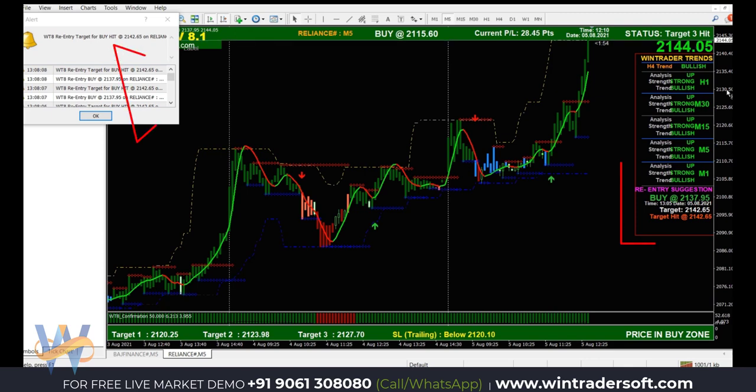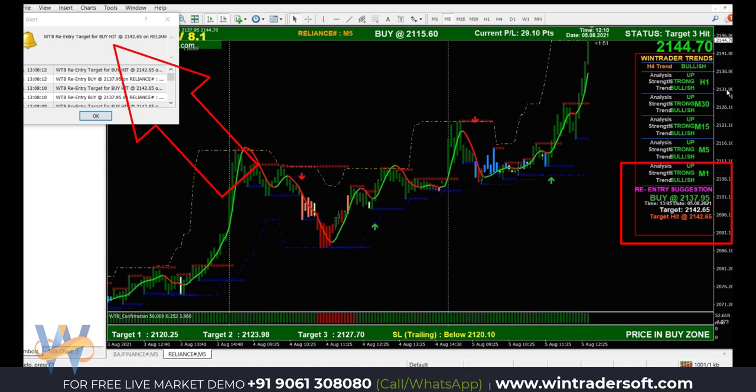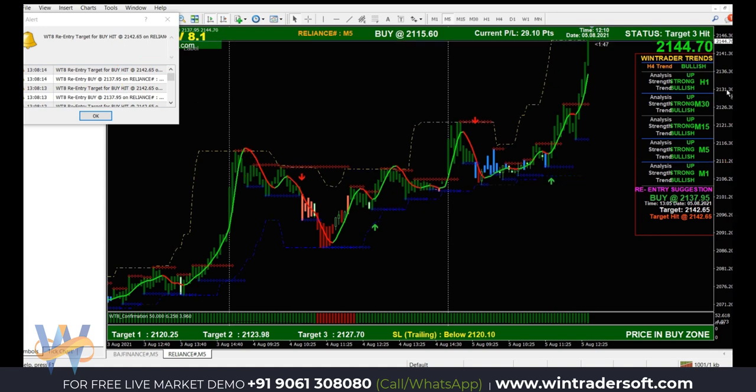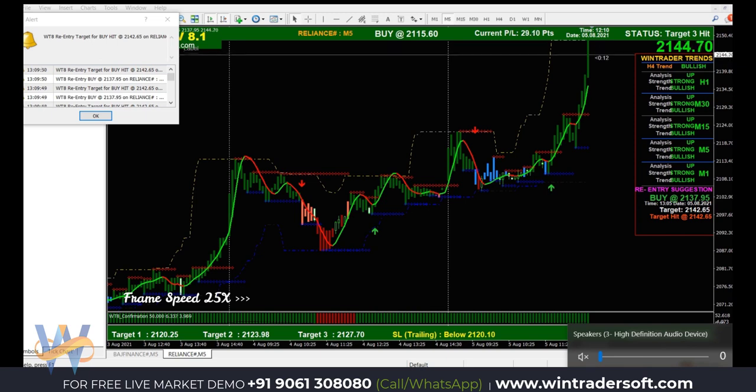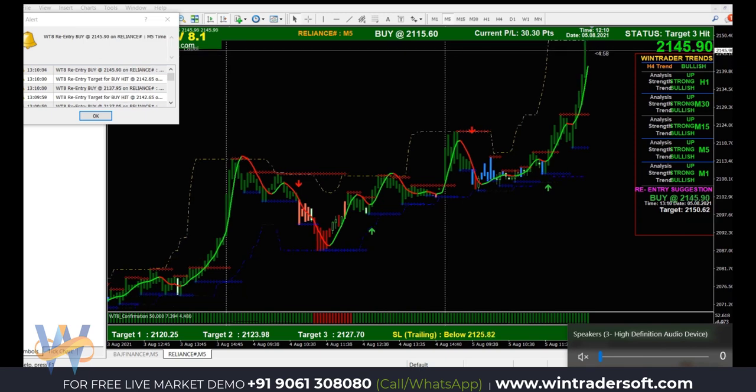Yes, the re-entry target is also achieved. Target 2142.6 is achieved, and if you want, you can exit with that re-entry. You will get additional profit. A re-entry suggestion always gives us additional profit with a safe zone. It's a big advantage, and it's very safe with the re-entry suggestion.